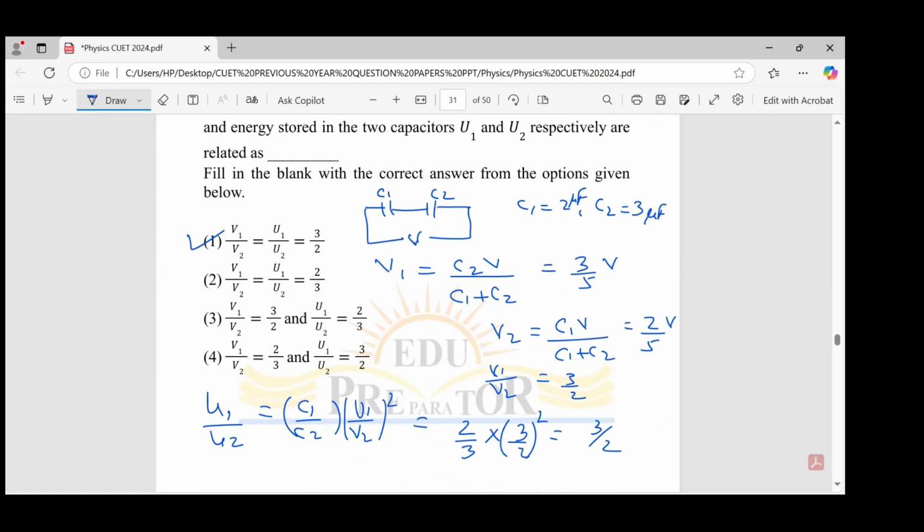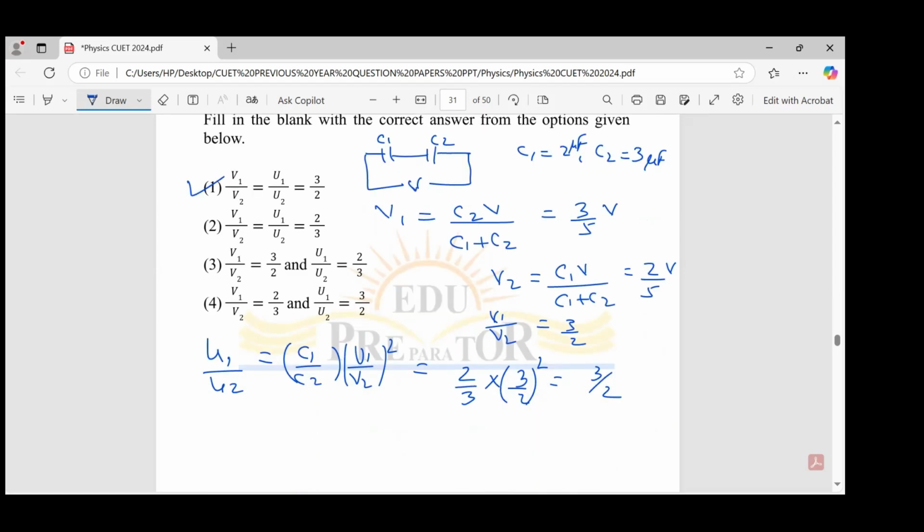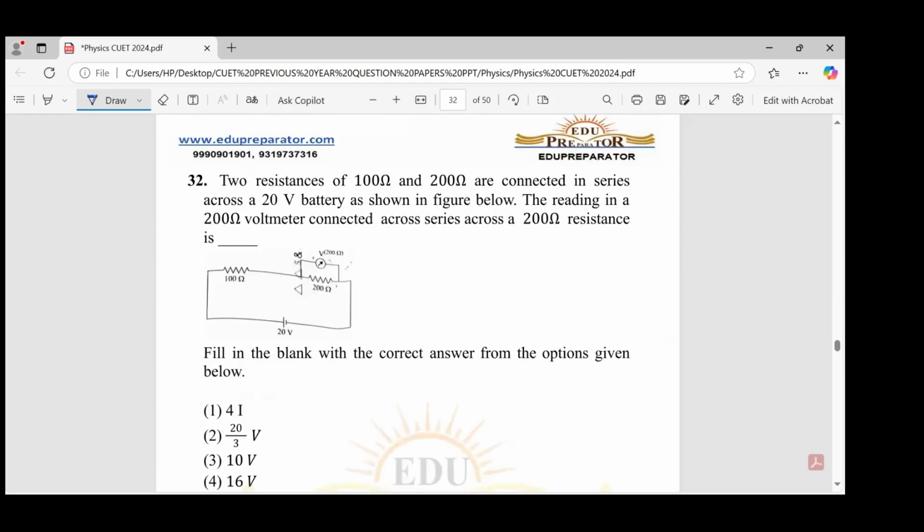And energy is also 3 by 2. Now this is the 32nd question. I have just given you a very important clue for this. The voltmeter resistance and the resistance down are in parallel. So their equivalent resistance, as I just told you, will be half. So that will become 100 ohm.